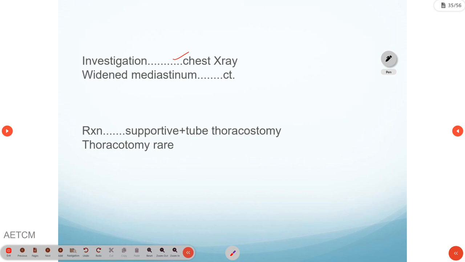Treatment is mostly supportive therapy. If there is a pneumothorax, we can go ahead with tube thoracostomy, and very rarely it may lead to thoracotomy. That is less than 0.01% only, that might need it. So this is with chest trauma.